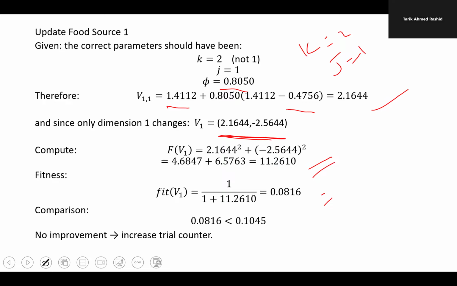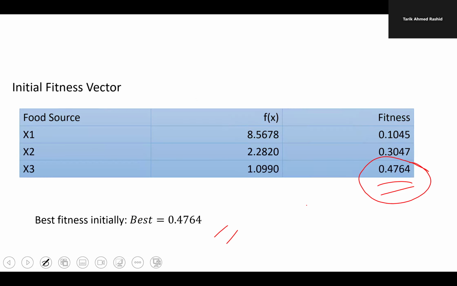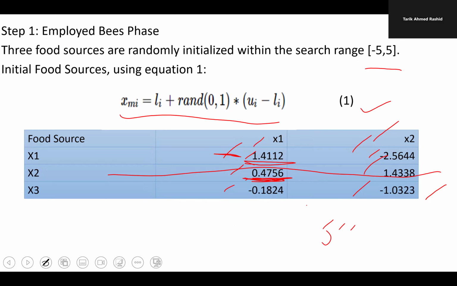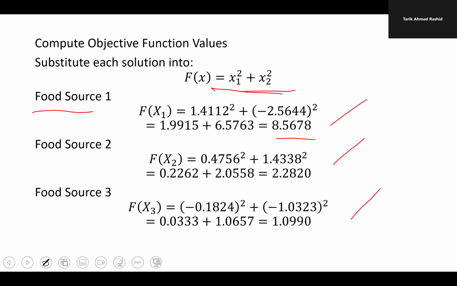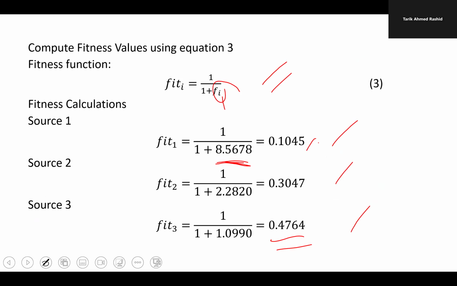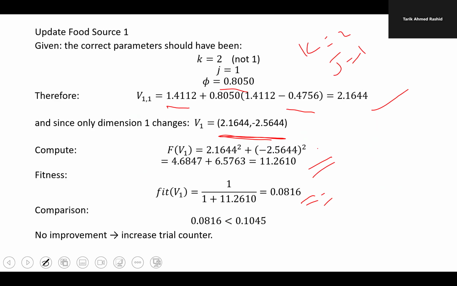Now, what was the earlier fitness of this one? This is the updated one, and let's see the earlier fitness for food source 1, which is 0.1045. Now, 0.1045 is greater than 0.0816, so this is no help for us. So no improvement. We can't update it.